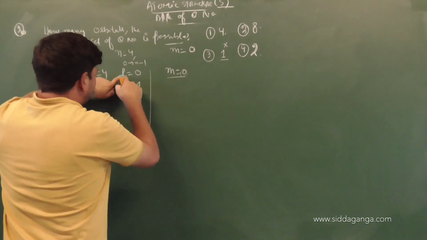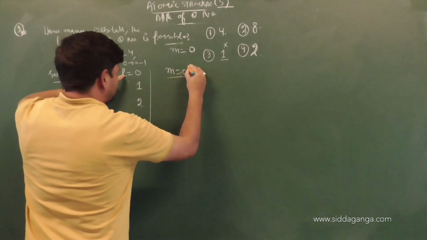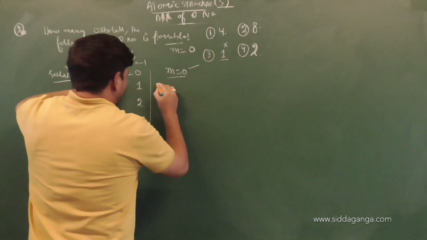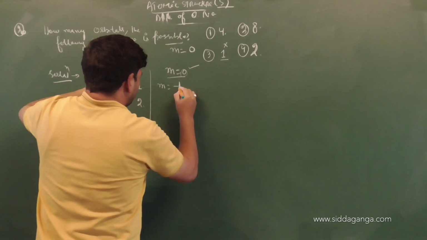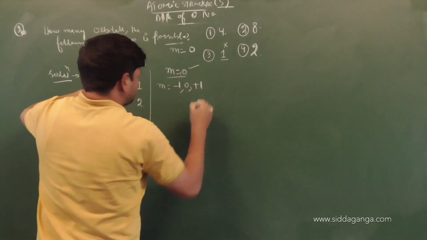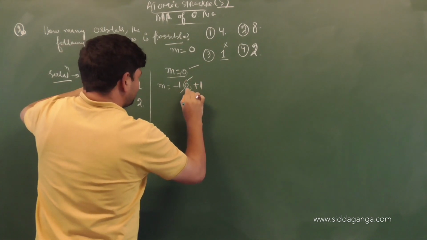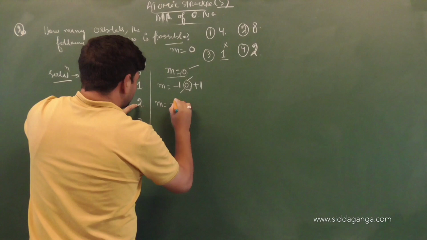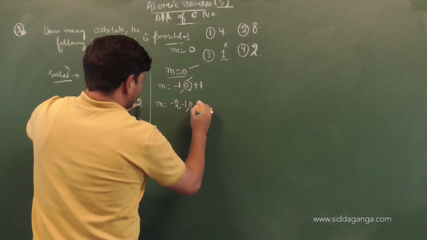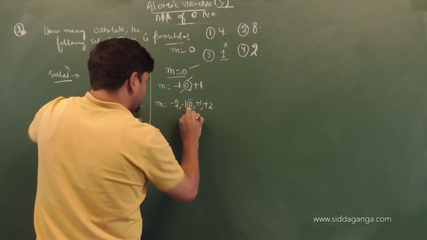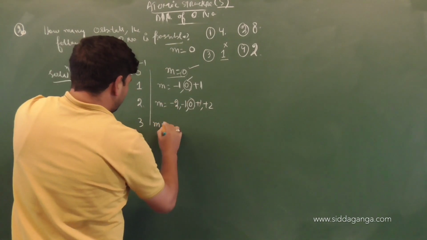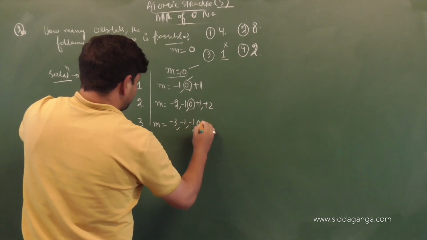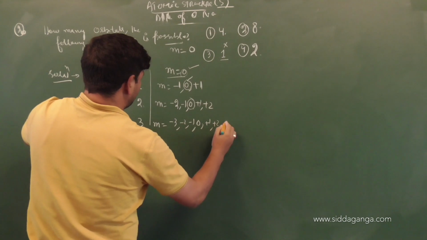Now tell me, when l value is 0, m value will be 0, correct? So you got one orbital, possible. Now when l is 1, what are the values of m? Minus 1, 0, plus 1, so you got 0 again, second time. When l is 2, what are the values of m? Minus 2, minus 1, 0, plus 1, plus 2, you again got 0 here. Then when l is 3, what will be m value? Minus 3, minus 2, minus 1, 0, plus 1, plus 2, plus 3.